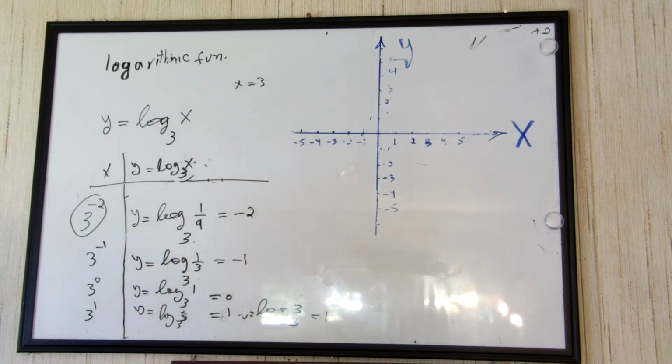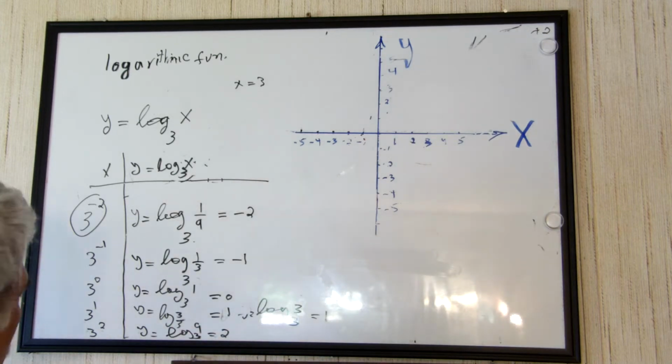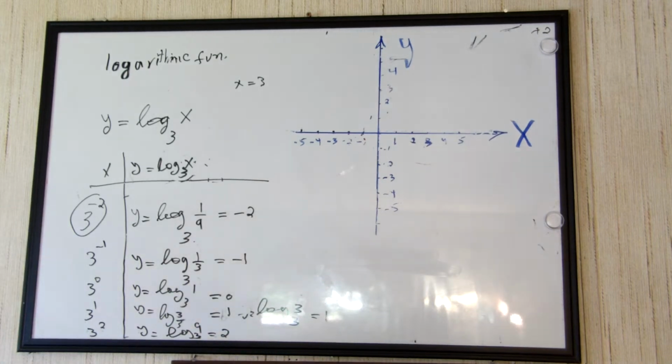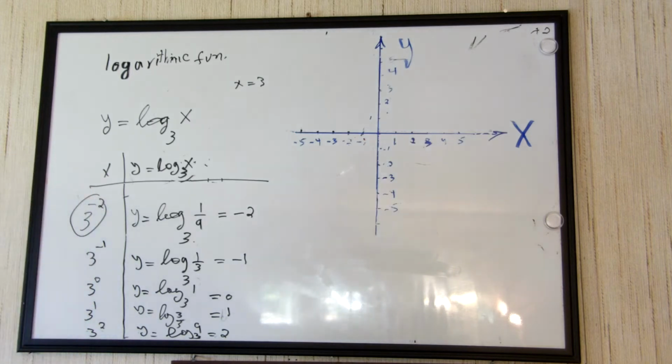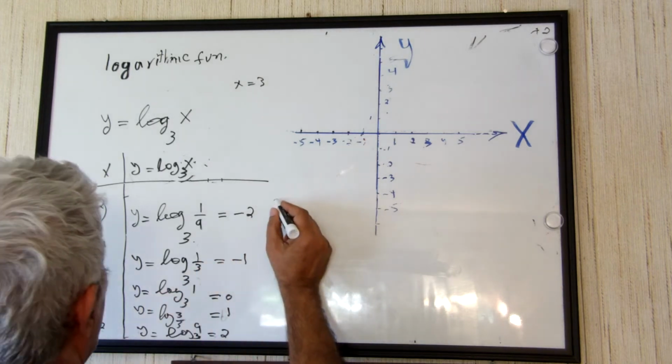Okay? And if we write 3 to the power of 2, let's write this one too. Log of 9 base 3 is equal to 2. 3 to the power of 2 is going to be 9. Now we have the points.